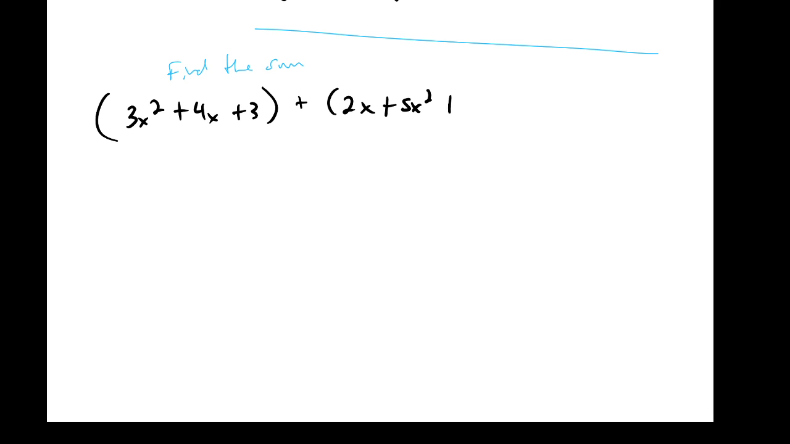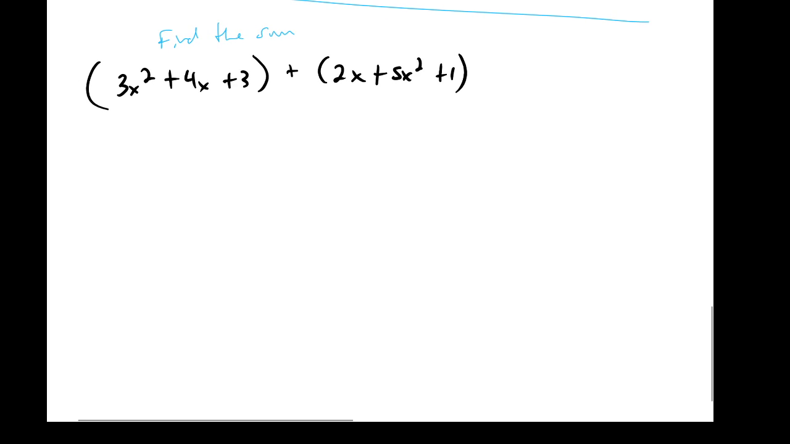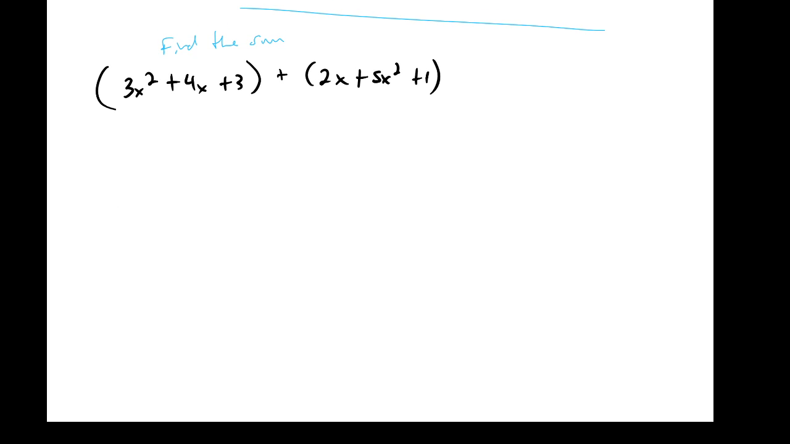Here it is. We're going to find the sum between 3x squared plus 4x plus 3 plus 2x plus 5x squared plus 1. Make sure that you provide those parentheses. Okay, so here is the vertical method.